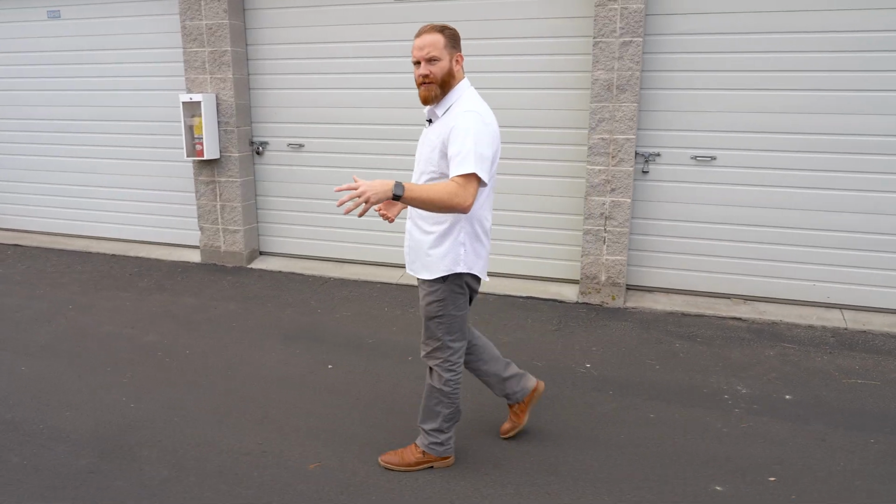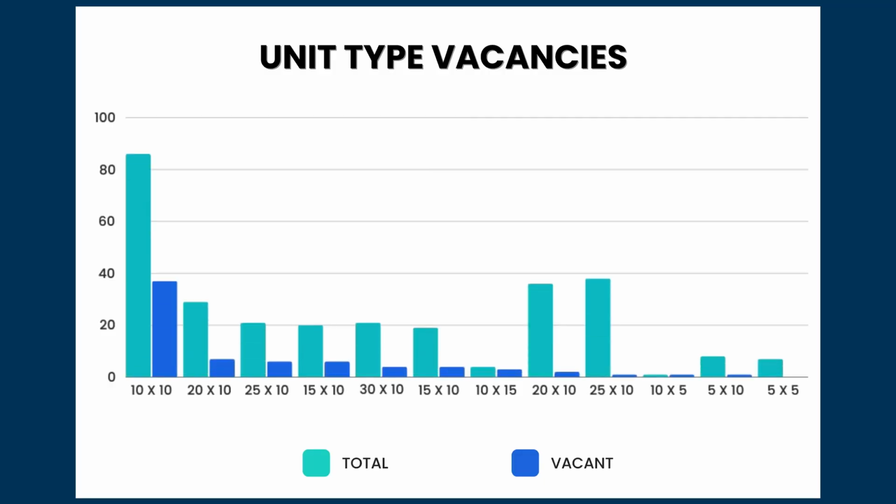So let me show you some numbers here. This is an actual facility of mine, and the numbers that are shown are the 10 by 10s and the vacancy. And I do this with all our facilities. What we're doing and looking at here is the vacancy by unit type. And as you can see, the vast majority of the vacancy is held in just one unit type.